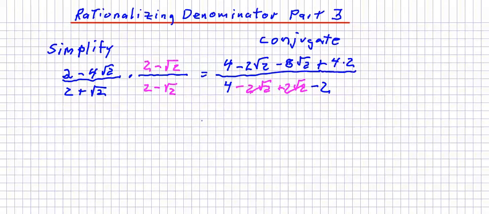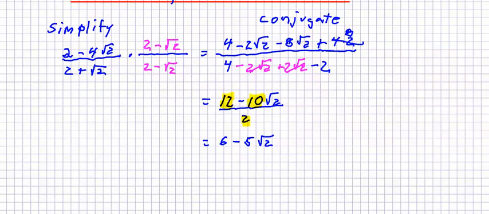We clean up the numerator and denominator. 4 times 2 is 8, plus 4 is 12. And then we have minus 10 square root of 2 over 4 minus 2 is 2. We can divide all three terms by 2, and we end up with 6 minus 5 square root of 2. All right, let's look at one more example.